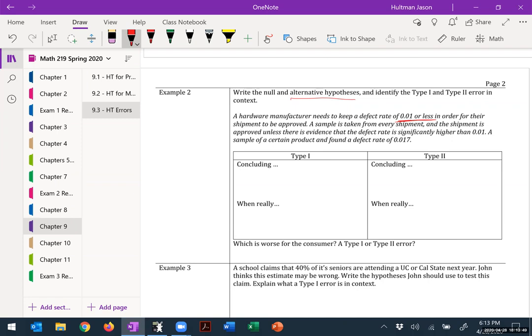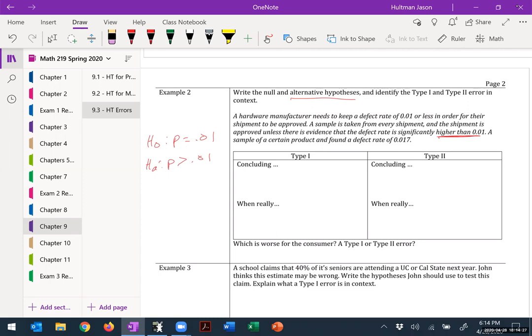Okay, so we need a defect rate of less than 0.01. So we're going to make the null to be p equals 0.01. We'd like this to be less than 0.01. Right? Or no, higher, sorry. We're going to reject it unless we're higher than 0.01. Okay, higher than 0.01. So let's go with that one.